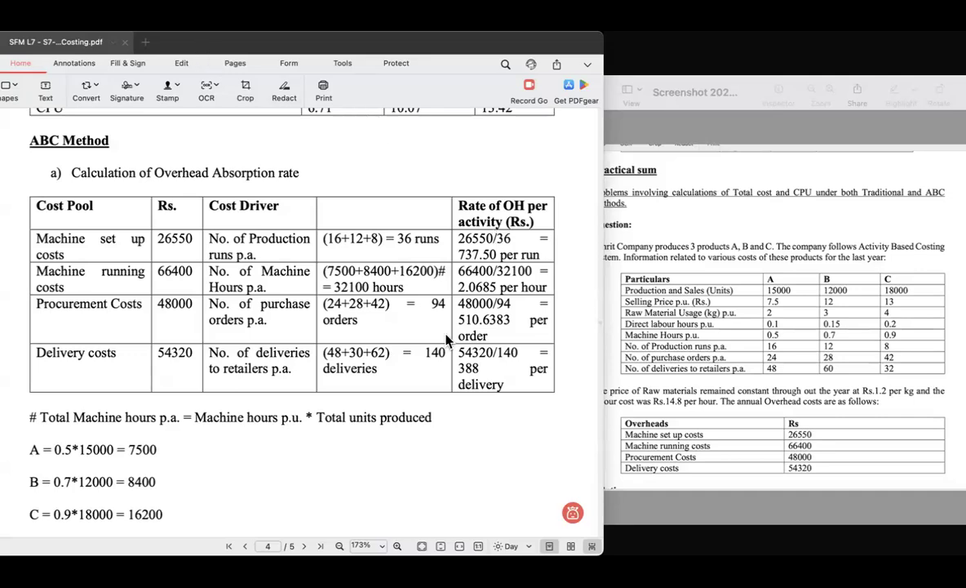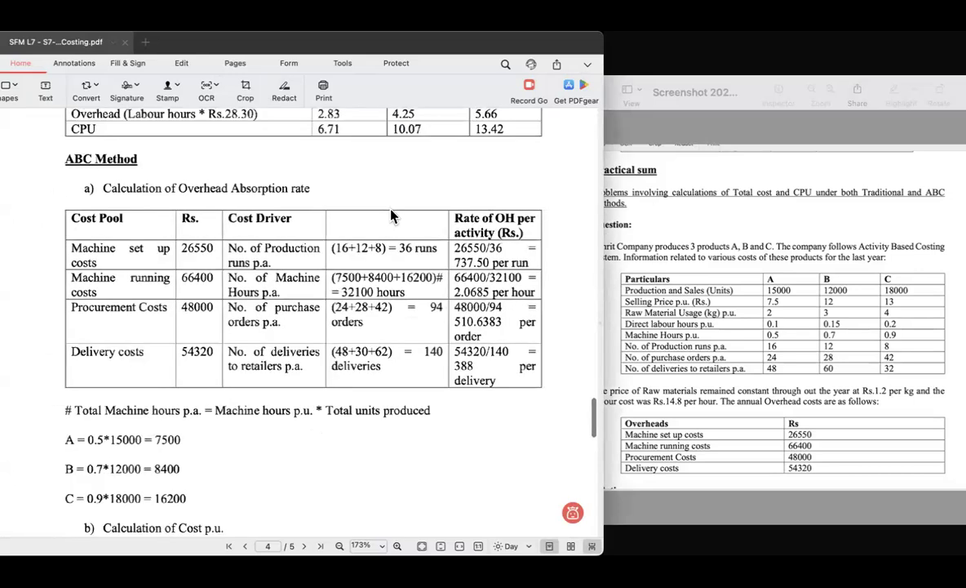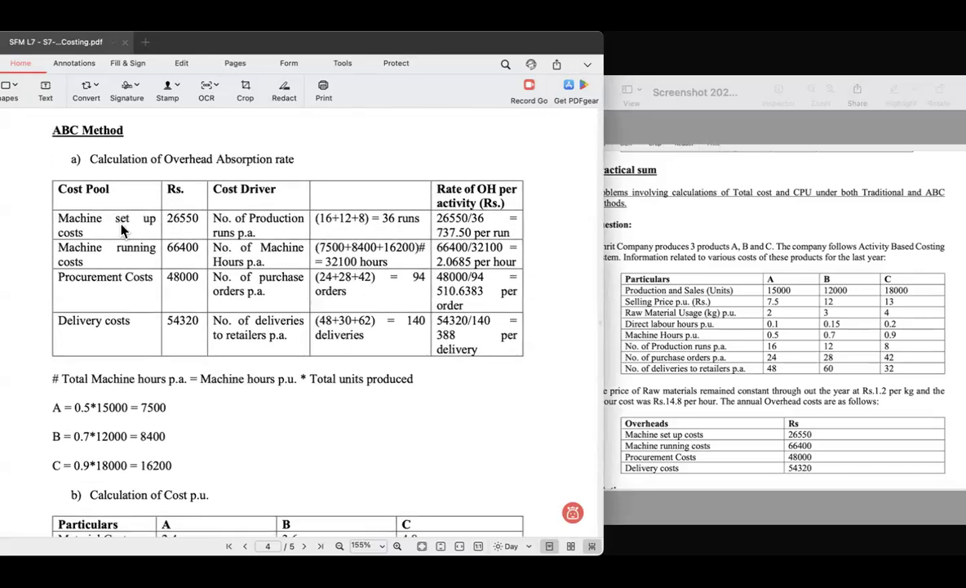Okay, something is wrong with Fahir's connection. He keeps going out, coming back, going out, coming back. Okay, let's continue. So now you can see overhead absorption rate. We calculate the OAR for each overhead. In traditional costing, we simply calculated the total overheads, got the cost driver, got the OAR, finished. Here, we have to do it for each and every overhead.